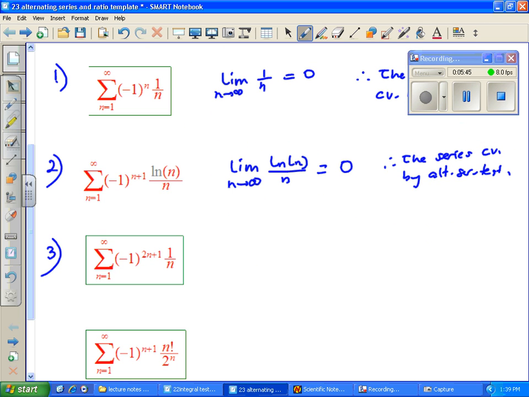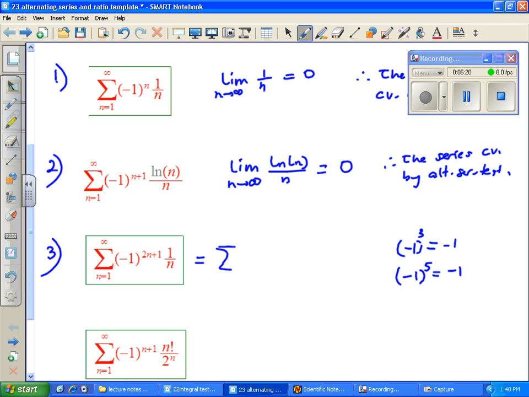Okay, how about number 3? Is this one going to be convergent or divergent? What do we know about this one? Can I even apply the alternating series test on this one? Because this one can be written as, what is -1 to an odd power? Because 2n plus 1 is always going to be odd, right? So -1 to the odd power, think of -1 to the third. What is that equal to? -1. -1 to the fifth? Also -1.